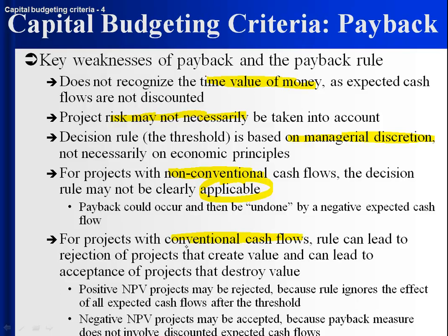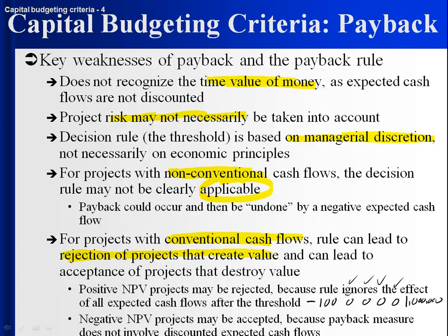If you have conventional cash flows, the rule can lead you to make two kinds of mistakes. One, you can reject projects that create value. Suppose that your payback threshold is 2 years and you have a project where you put in $100, then you expect 0, 0, 0, 0, and then $1,000,000. And we'll assume it's a reasonable 10% cost of capital. That project has a massive NPV. The problem is it takes you 1, 2, 3, 4, a little over 4 years to get your money back, so you would reject it.